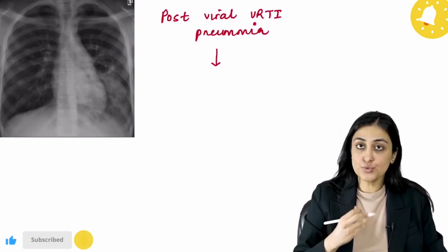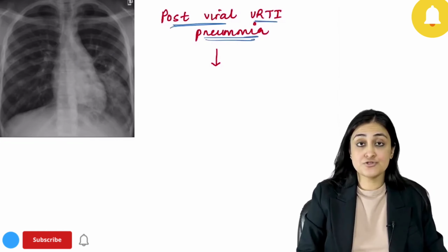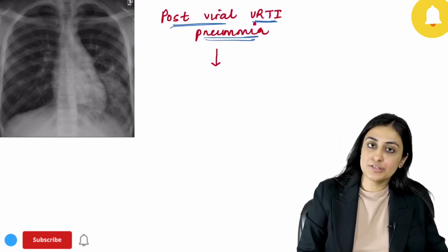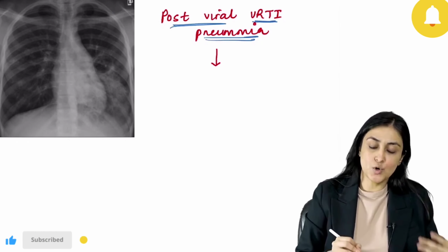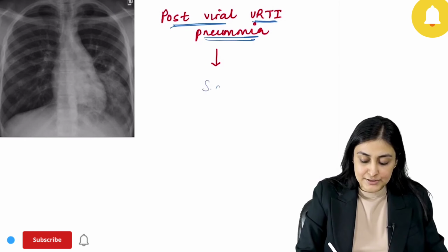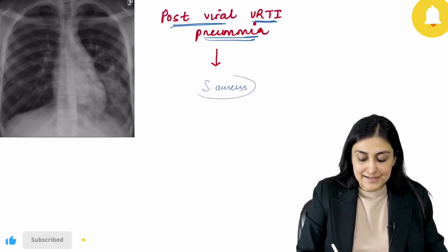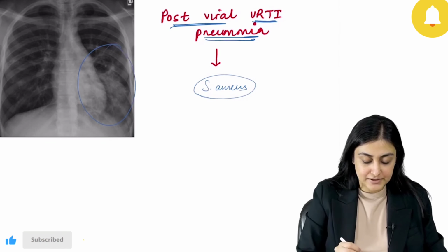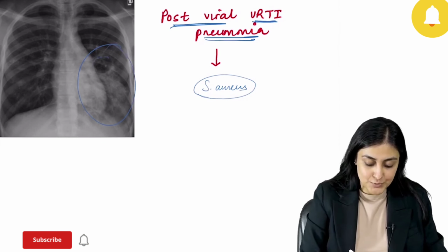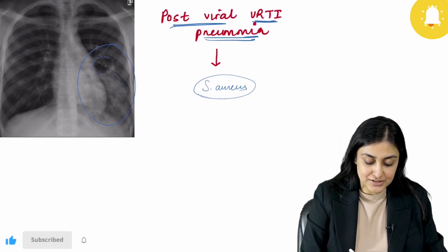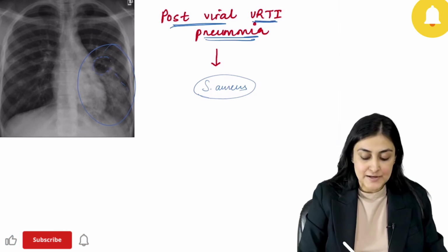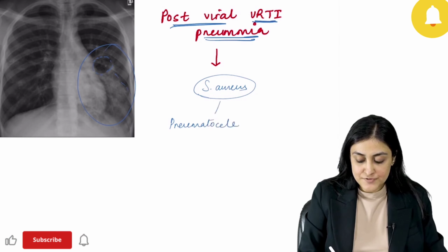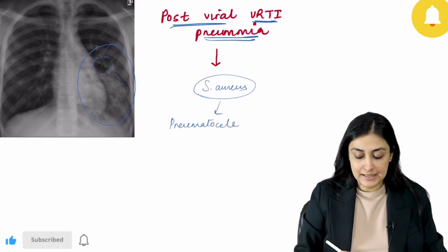Now talking about a few more infections. So if you have a history of a child who's just recovered from a viral URTI and develops a consolidation, develops a pneumonia, what is the causative organism? It's likely to be Staph aureus, right? And one typical feature of Staph aureus pneumonia is what we are seeing here, which is called a pneumatocele. Can you see within the consolidation there's an air containing cavity? So this is called pneumatocele. So one of the important features of Staph aureus, pneumatocele.